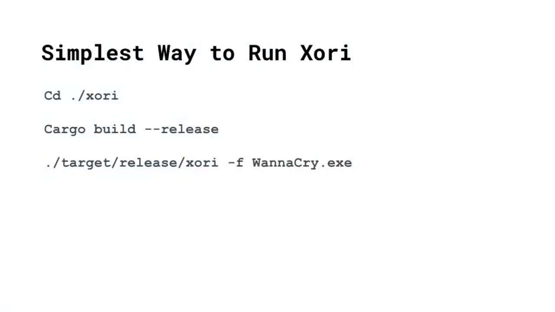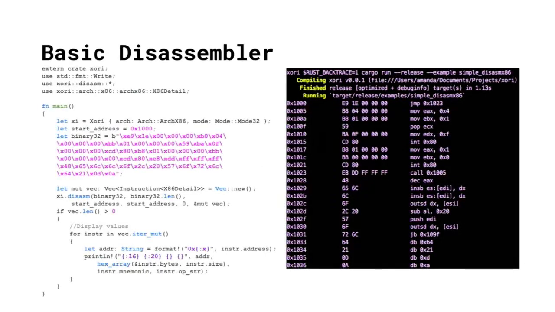All right. So simplest way, if you are not familiar with Rust, once you install it, they have this thing called cargo, just cargo build release. And then as soon as it's done, you can do target release xori -f, whatever file you want, like WannaCry. If you want to do a basic disassembler, you can. You don't want to actually use the analysis part of it. The disassembler's in there. You could just use it directly on a binary list there, and it'll output without the nice colorful display.